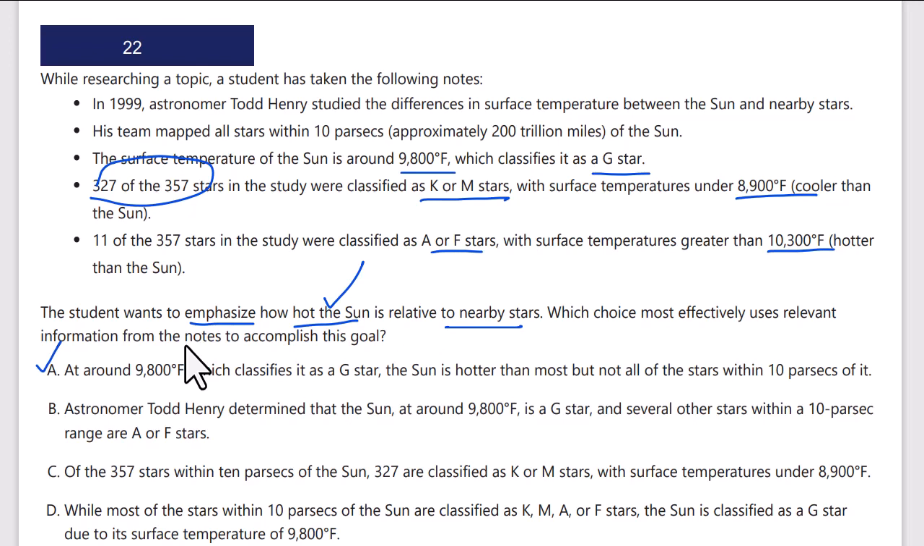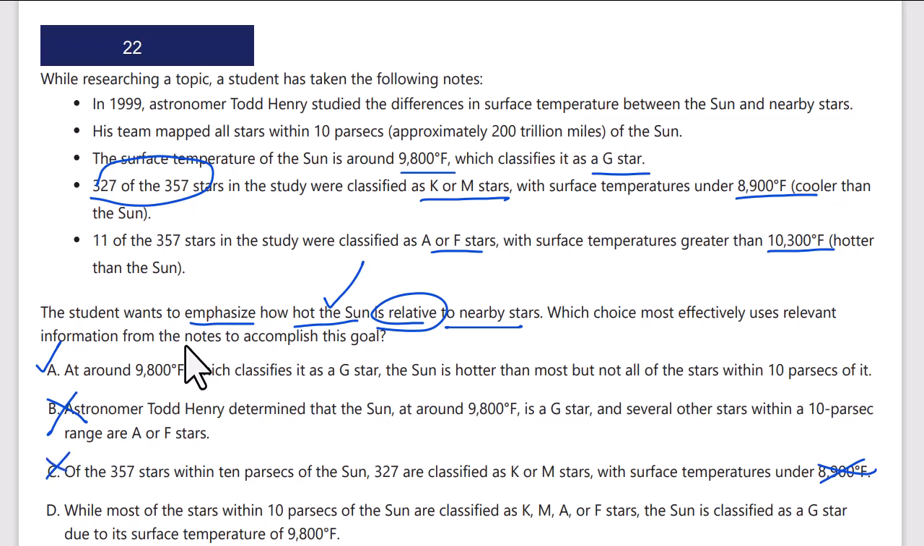Astronomer Todd Henry determined that the sun at around 9,800 degrees is a G star and several other stars. Okay, that doesn't say anything about how hot it is relative, right? We need the relative part, which A has, B does not. Of the 357 stars within 10 parsecs, 327 are classified as K or M stars. The surface temperatures, again, there's no relative difference. I don't get the sun's temperature there.